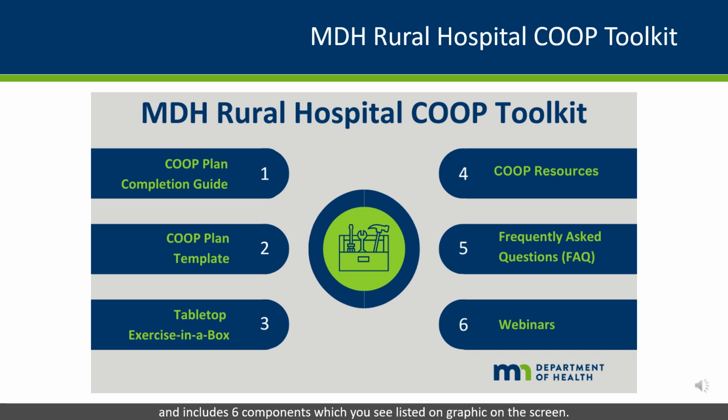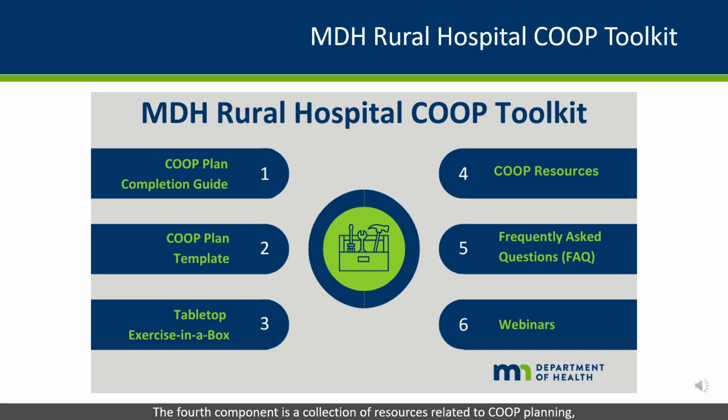on the screen. The first component is a COOP Plan completion guide, and the second component is a COOP Plan template. These are designed to work together to help hospitals customize their COOP plan. The third component is a COOP tabletop exercise in a box that includes all the materials you would need to design and conduct a tabletop exercise at your hospital.